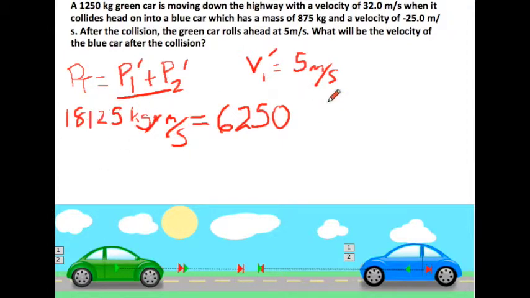So now all I have to do is make this statement correct. So it's 18,125 is equal to 6,250 plus what? So that's my first step, I have to find my P2 prime. So I just simply take this number and subtract this number. 18,125 minus the 6,250, because remember, these two values add up to be this one. So I just have to subtract this value from this number, and I'll get P2.